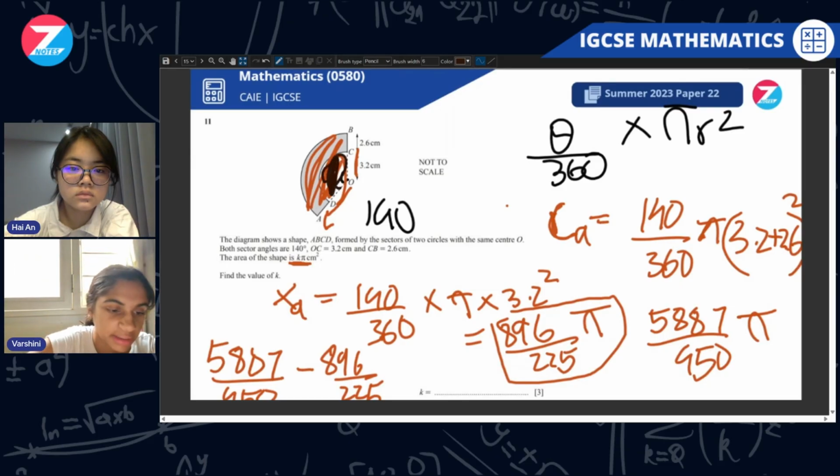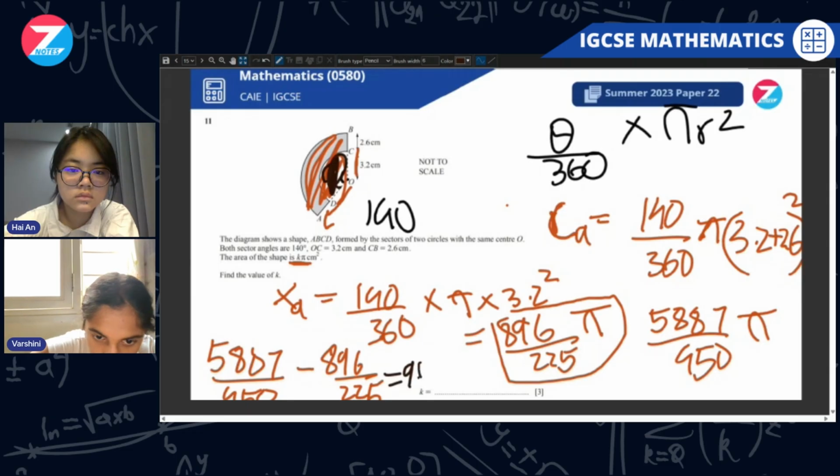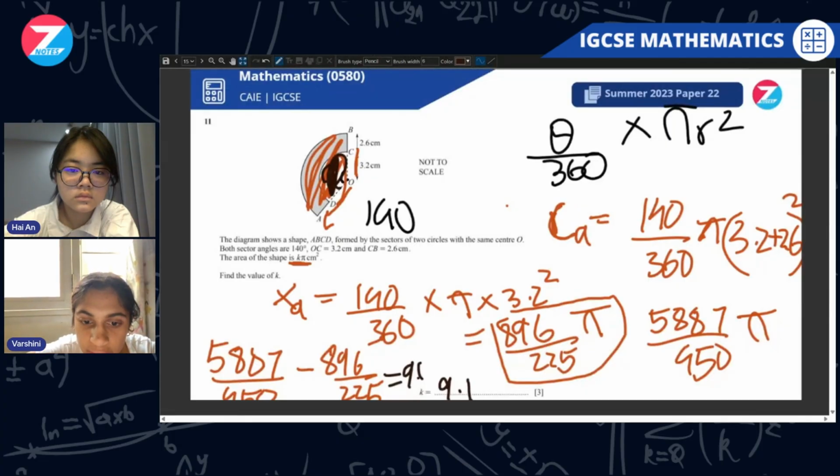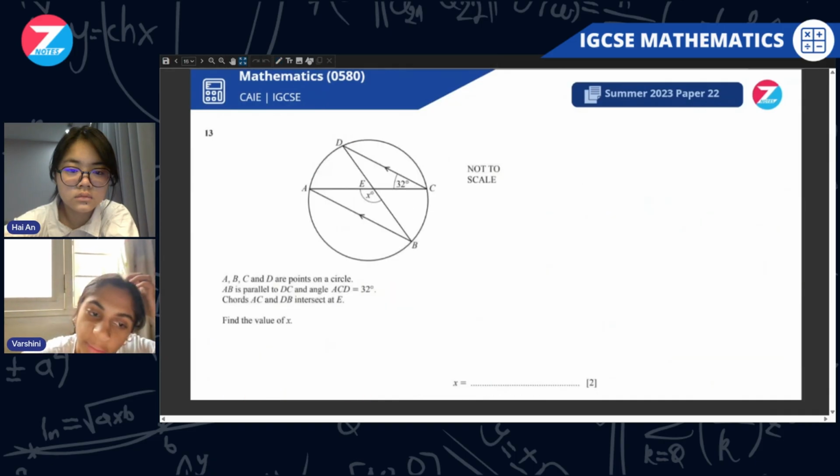Okay, so if we put that in our calculator, 5887 by 540 minus 896 by 225, we should get 9.1 exactly. And so that's going to be our answer. K equals 9.1. For the next question, question 13.